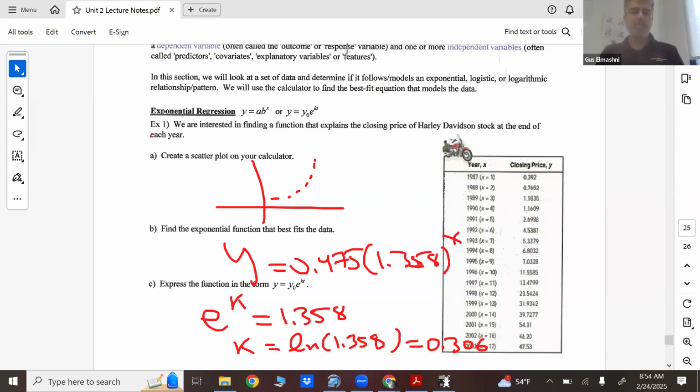Okay. But it's going to be a different equation. So anyway, if I do this in terms of E, it's going to look like this: y equals 0.475, still keeping the same initial value, but now you're going to make it e raised to the 0.306 t.